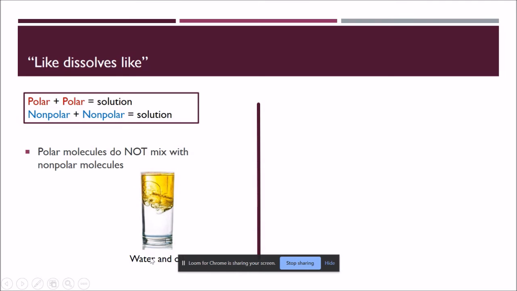So in the case of water, which is polar, and oil, which is nonpolar, it's a lipid, they will cause these two distinct layers that do not mix. So we know a few examples of lipids, which we have just said are nonpolar. We know that oil is a lipid. We know that things like butter and waxes are also lipids.